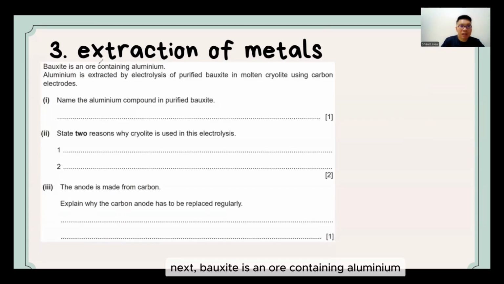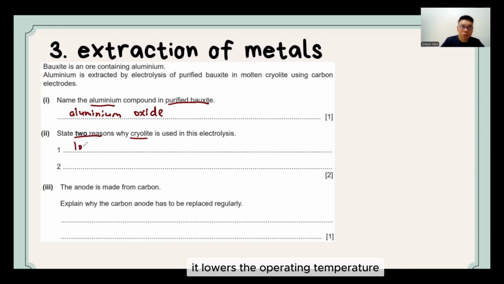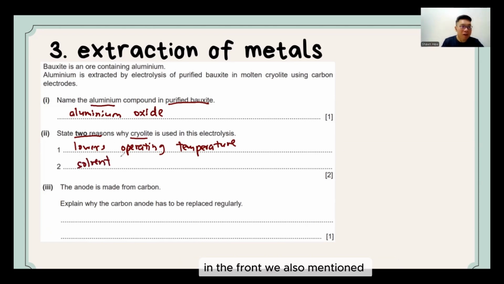Next, bauxite is an ore containing aluminium. Name the aluminium compound that is in purified bauxite. It is aluminium oxide. State 2 reasons cryolite is used. In the previous question we already mentioned it lowers the operating temperature. In the previous question we also mentioned it can be used as a solvent. In the front, we also mentioned it can increase the conductivity. So all these three answers are accepted.